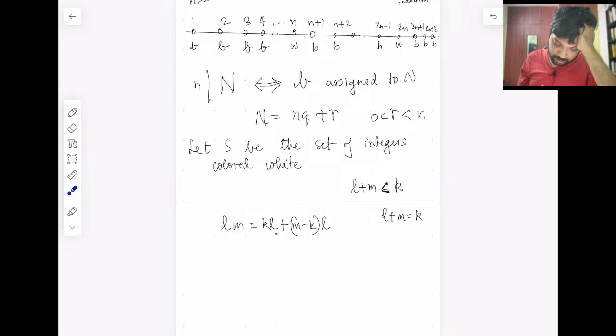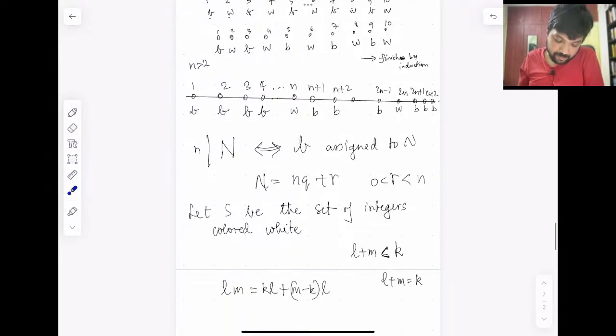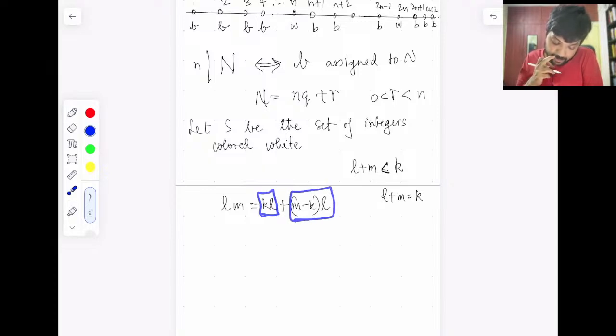L is white. Okay, I think the stronger thing to claim obviously is that even if one of them is white, for all L plus M less than K, we have proved that if one of them is white, the product is white. Obviously, because the other case is trivially true, directly given in the problem. One is black, the other is white, the product is white. So if one of them is white, we are done, right? But still it's not useful because this is white and this is white.